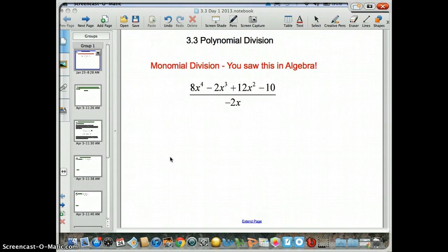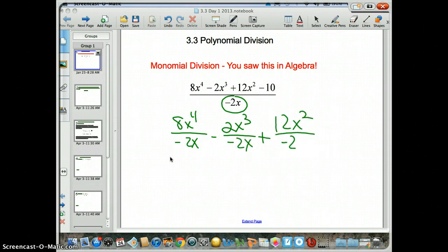This is covering section 3.3, called Polynomial Division. The first thing we're going to talk about is monomial division, which you've seen already in algebra, and the concept is really easy. If you're dividing by a monomial, like negative 2x squared, all you do is split the polynomial up into consecutive divisions. So we would look at this as 8x to the fourth divided by negative 2x, minus 2x cubed divided by negative 2x, plus 12x squared divided by negative 2x, and then minus 10 divided by negative 2x. And then perform each division using your rules for powers.